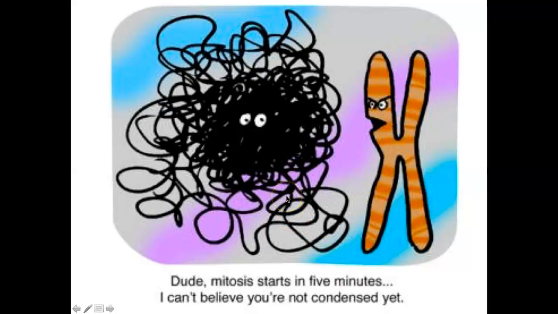So in order for the cells to copy DNA and to put them in different cells, they have to be supercoiled. So this represents chromatin, and then chromatin condenses to form a chromosome, right? So this is a picture that we saw.